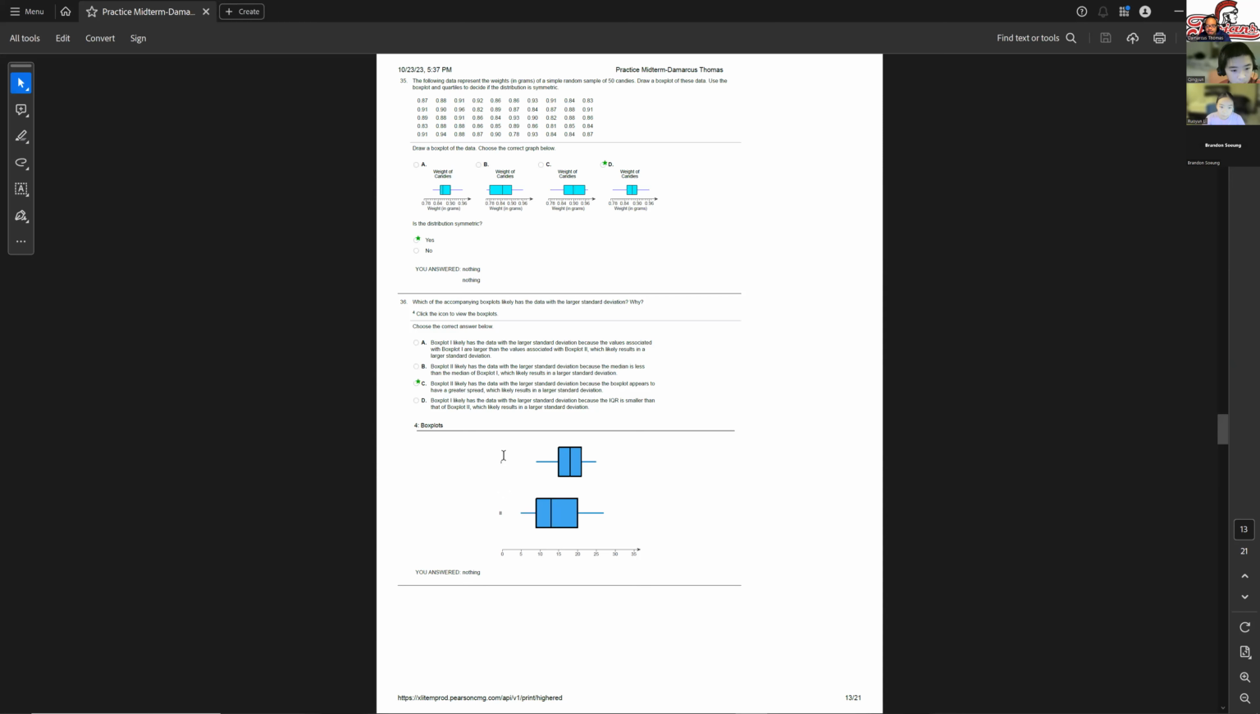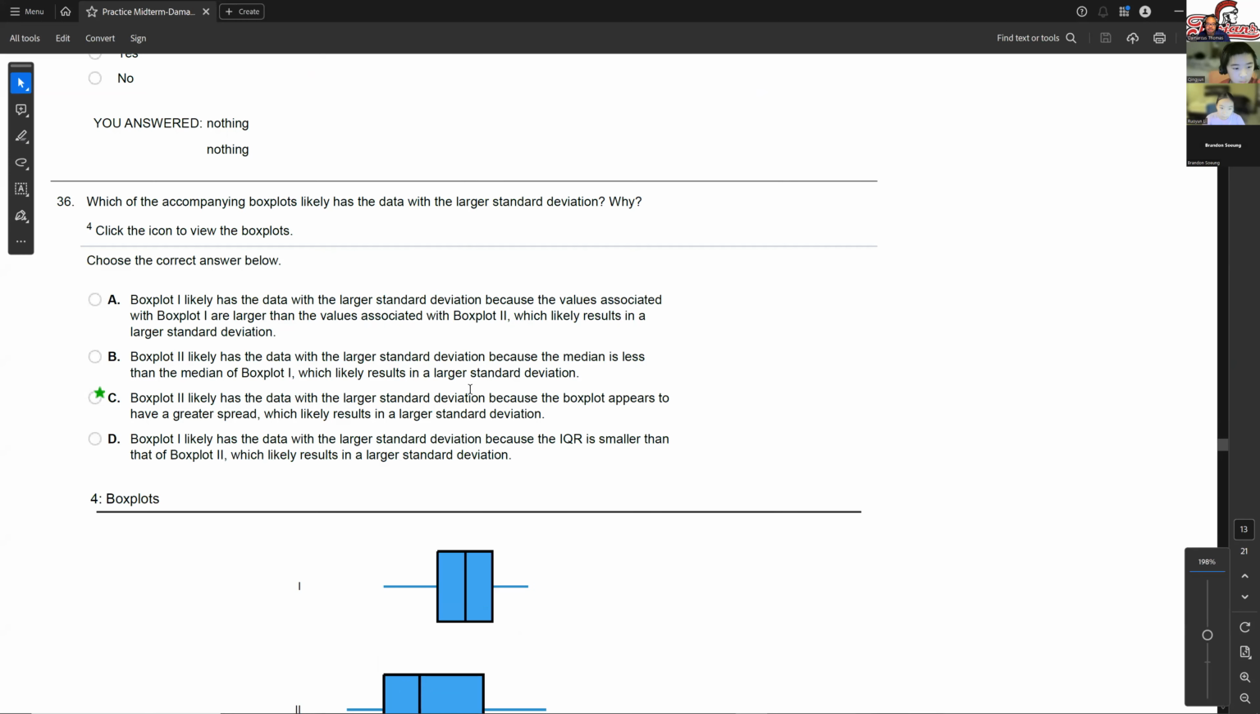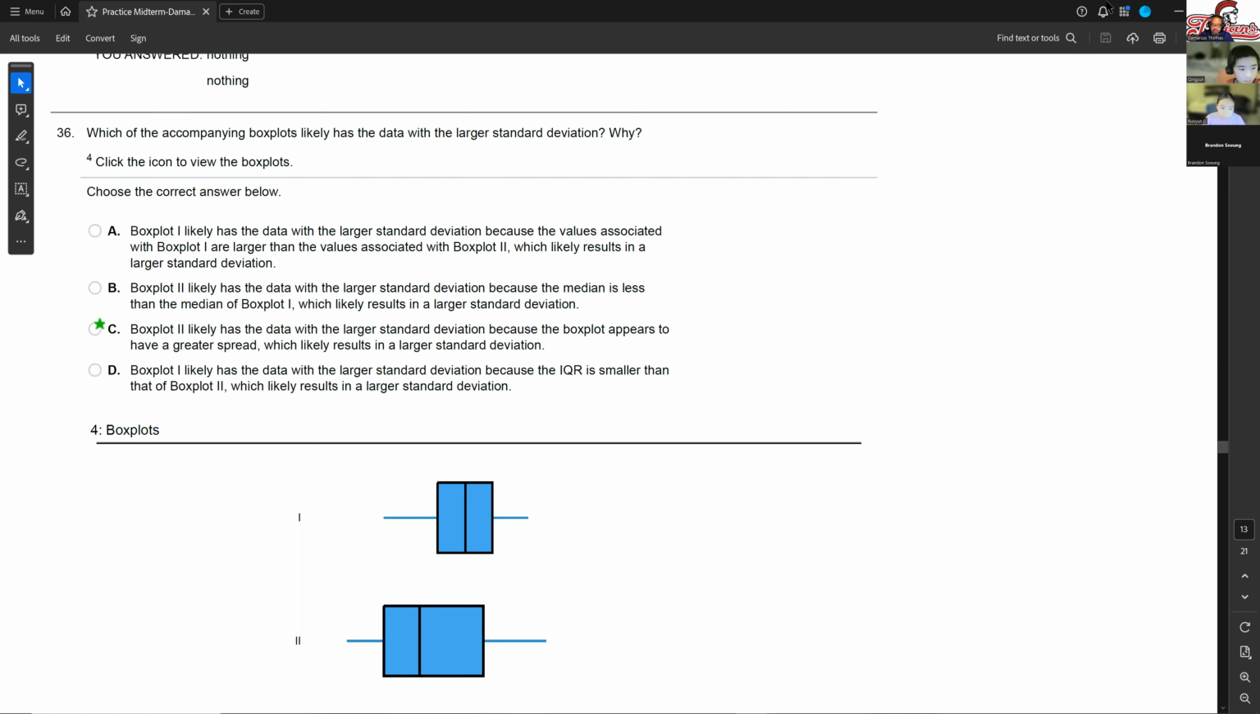Like here's a question about box plots. Zoom in on this. It says, which of the accompanying box plots likely has the data with the larger standard deviation, and then why? And remember, standard deviation measures the variation of the data. How spread out is it? So how much does it vary? Or are the numbers really close to the mean? So the standard deviation lets us know this.